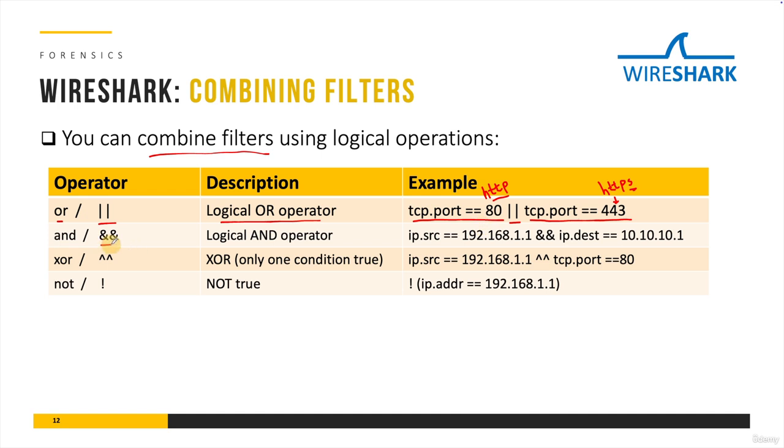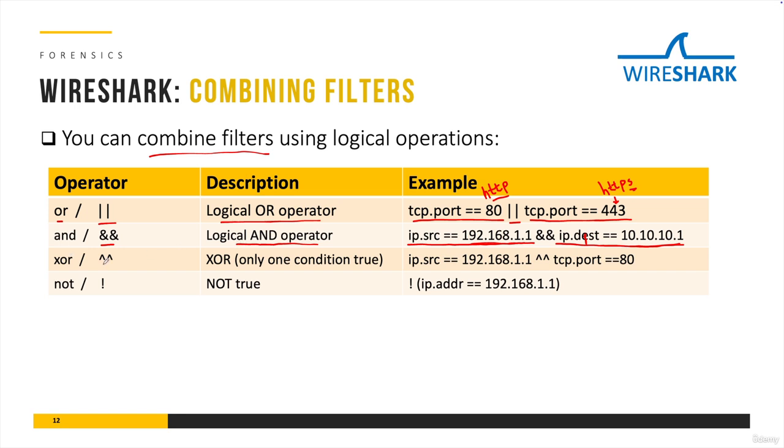Similarly, you can also have the AND operator, which is the logical AND, which basically means that the source IP should be this one and the destination IP should be this one. And by the way, there's a small typo. This is DST, not DEST. So this means that the IP source should be coming from this IP address and going to this IP address.